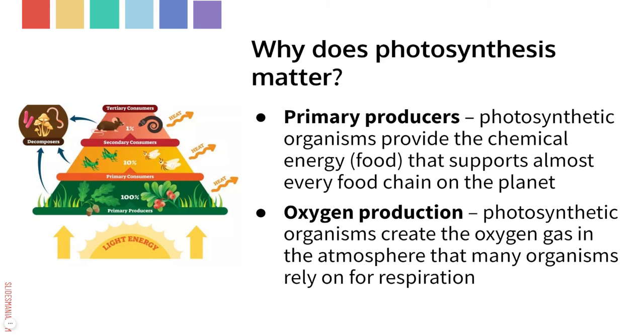So primary producers are sort of the starting place for all the chemical energy that's going to enter the food chain. So they're converting this light energy from the sun into chemical energy that's going to support different ecosystems.